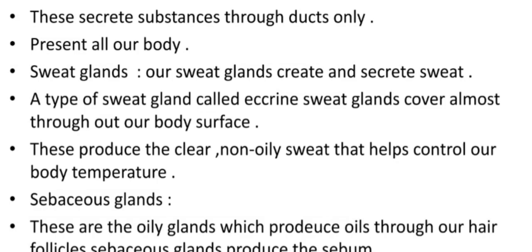So we know sweat is created and secreted. A type of sweat gland called the eccrine sweat gland covers almost our entire body surface. Why do we get sweat? To maintain our body temperature, that is, to maintain homeostasis, like a thermostat. So there should be an eccrine sweat gland which maintains our body temperature.